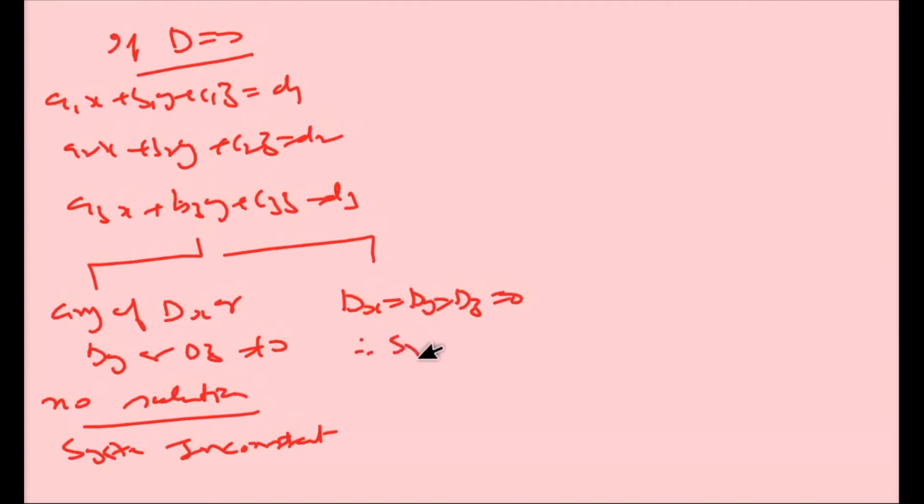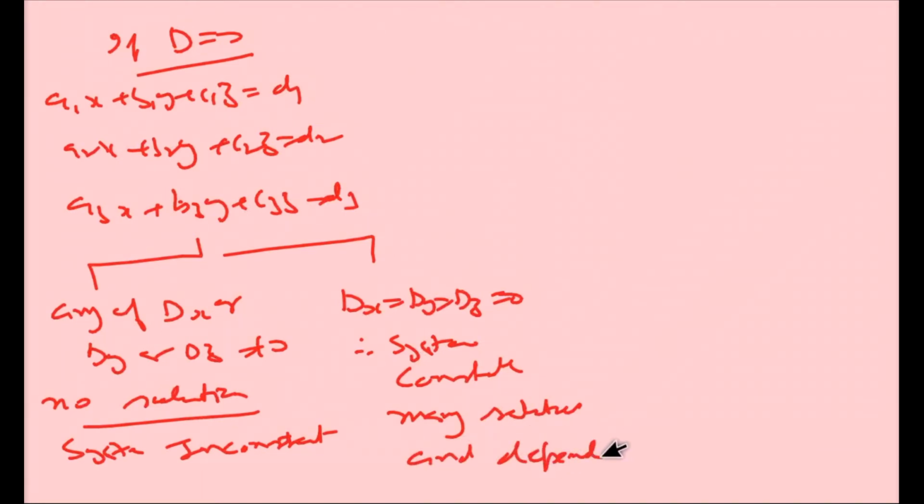Hence system consistent and many solutions and dependent solution. Dependent solution means x and y will be expressed in terms of z. Let z equal to t, then you can find x and y in terms of t.